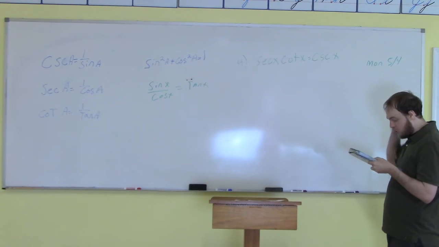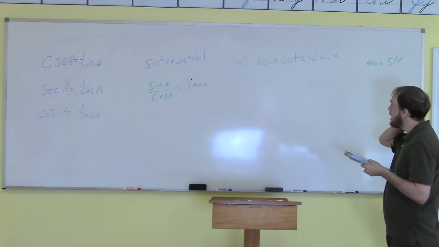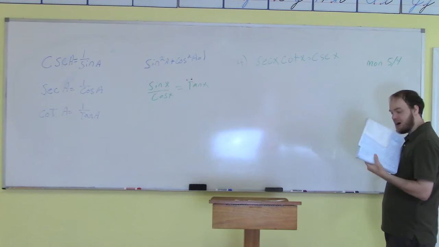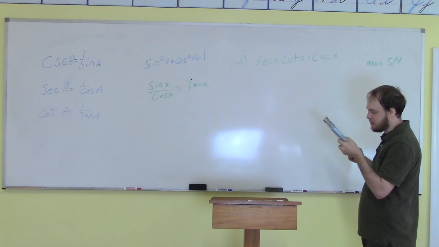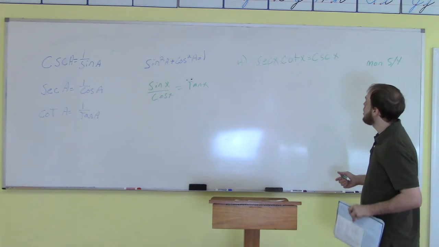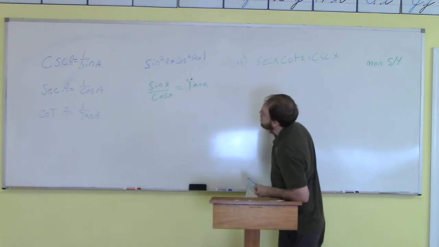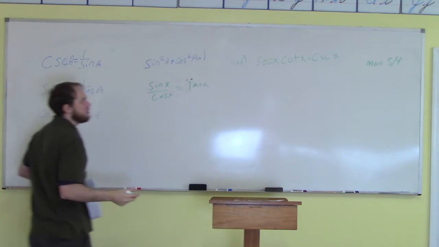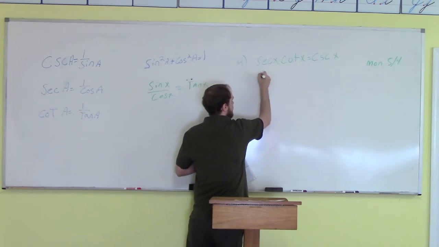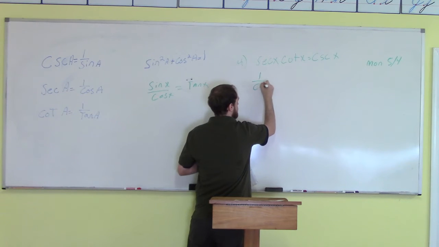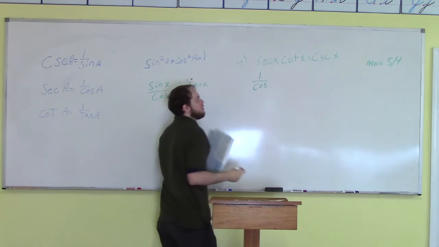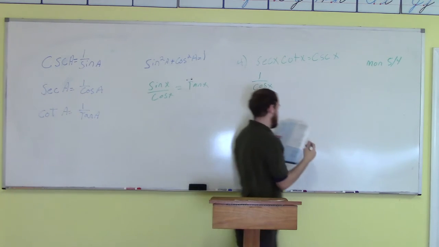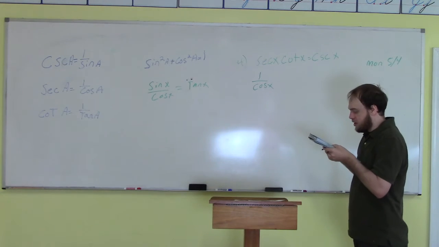Well, I know that my secant of x can really be written as 1 over cosine. Secant of x over here is 1 over cosine. So I can plug in 1 over cosine for this. Alright, so that's the first step. Now I'm looking at cotangent.